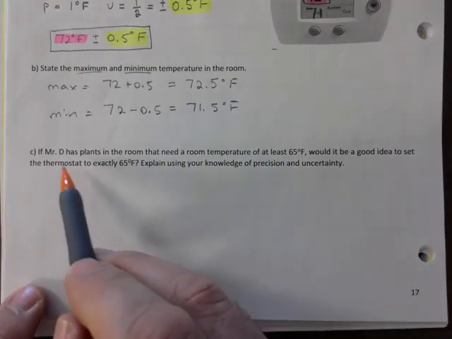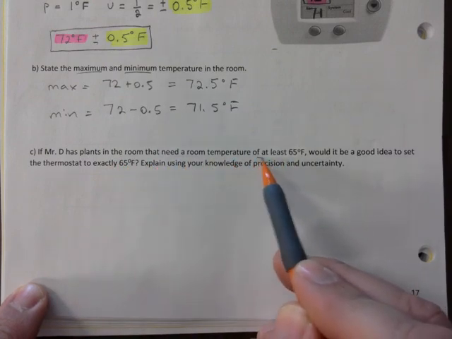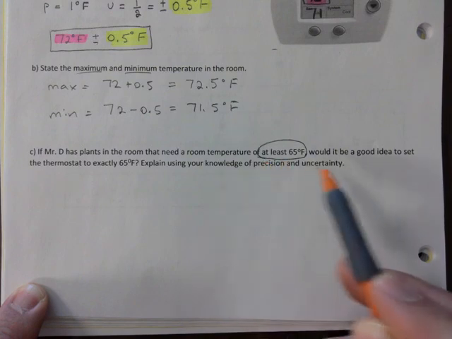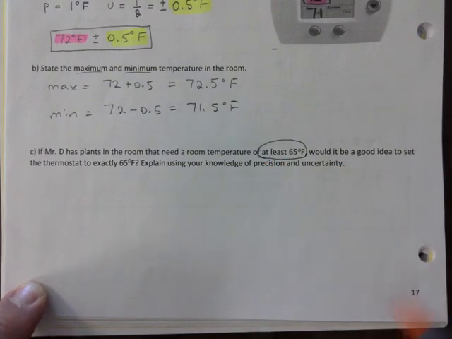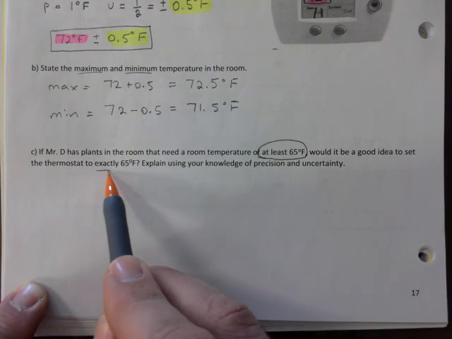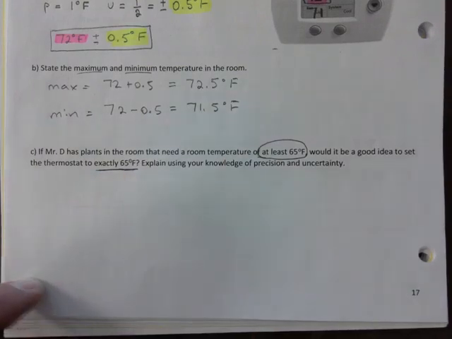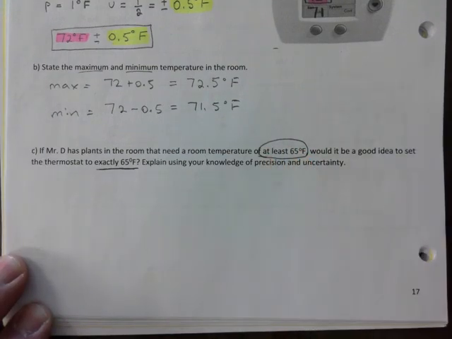Anyways, if Mr. D has plants in the room that need a room temperature of at least 65 degrees Fahrenheit, would it be a good idea to set the thermostat to exactly 65 degrees Fahrenheit? Explain using your knowledge of precision and uncertainty. If it says you need exactly 65 Fahrenheit, would it be a good idea to set it to exactly 65?